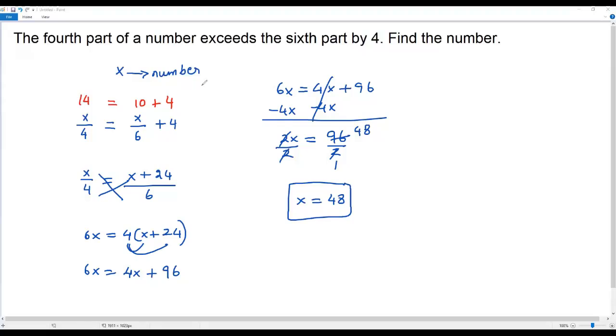Okay, now we can verify our answer. To get the fourth part of this number, what should I do? I have to divide this 48 by 4. When I divide 48 by 4, I get 12. And also to get the sixth part of the same number, I have to divide this 48 by 6. So when I divide 48 by 6, I get 8. So look here, the fourth part of a number exceeds the sixth part by 4. So the condition given in the question is satisfied by the answer we got. So the required number in this problem is 48.